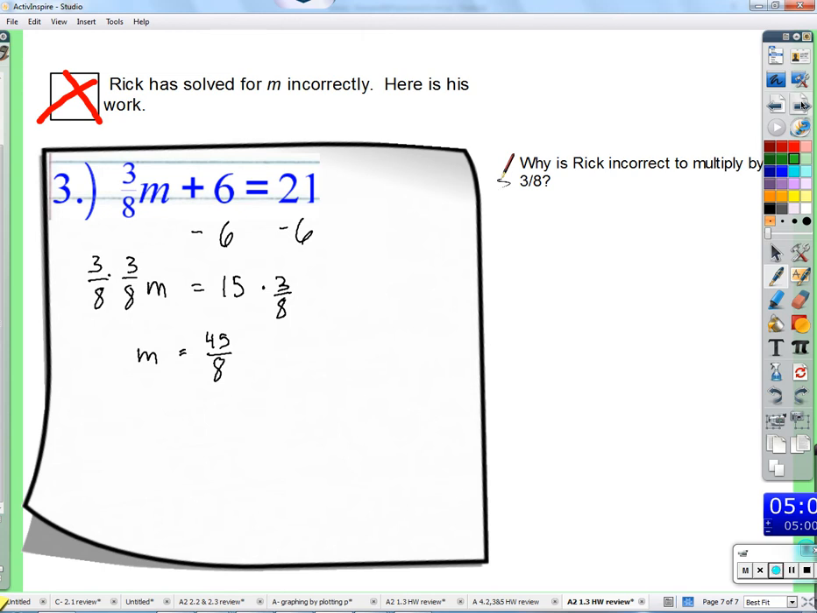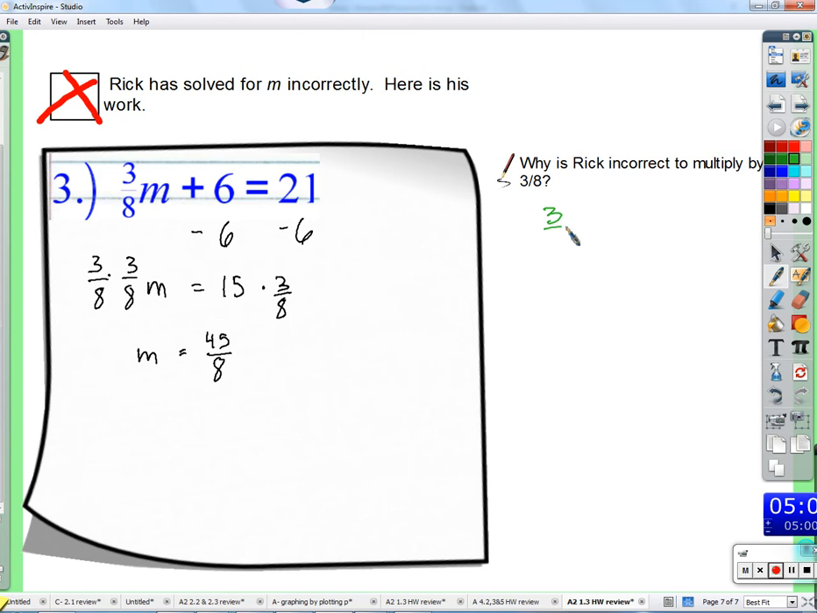Here we see he multiplied by 3/8. Why is multiplying by 3/8 not the thing you want to do? You multiply by the reciprocal. If you don't multiply by the reciprocal, what happens here? What do you get when you multiply 3/8 by 3/8? 9 over 64. Okay. So I could write 9 over 64 and do it that way, and it would be correct. But it wouldn't be much closer to being solved, right?